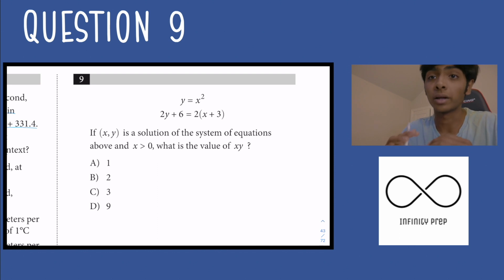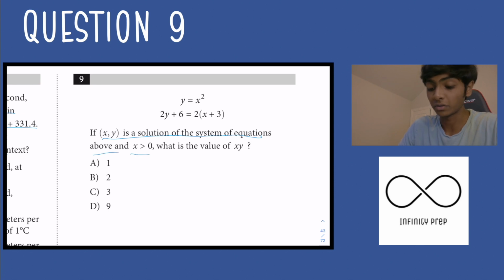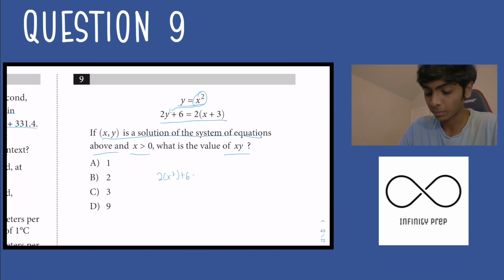Okay, now let's go to number 9. Number 9 states that if xy is a solution to the system of equations above and x is greater than 0, what is the value of xy? So we know y equals x squared. And there's a y in this equation, so we'll just sub in x squared for y. So 2x squared plus 6 equals 2x plus 6. Subtract out the 6. 2x squared equals 2x.